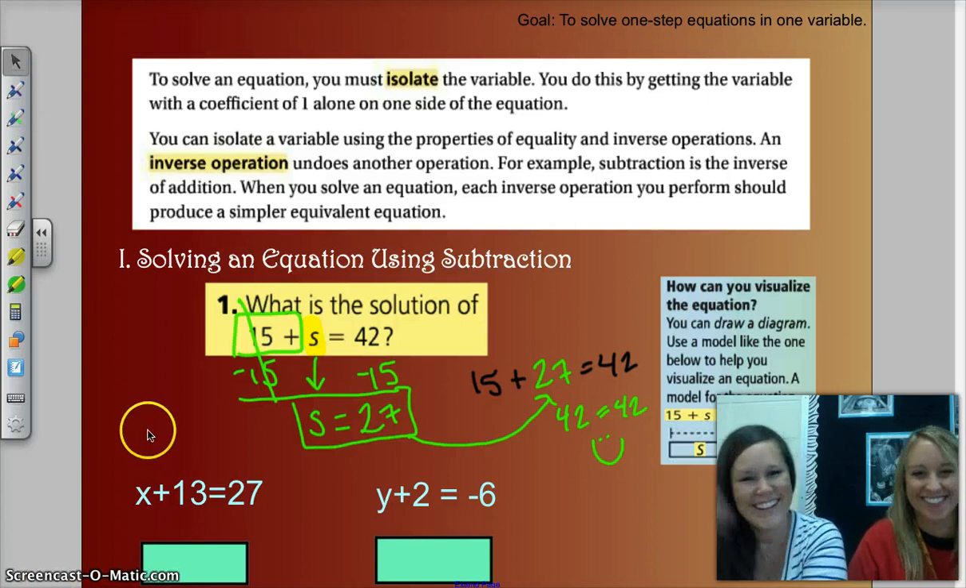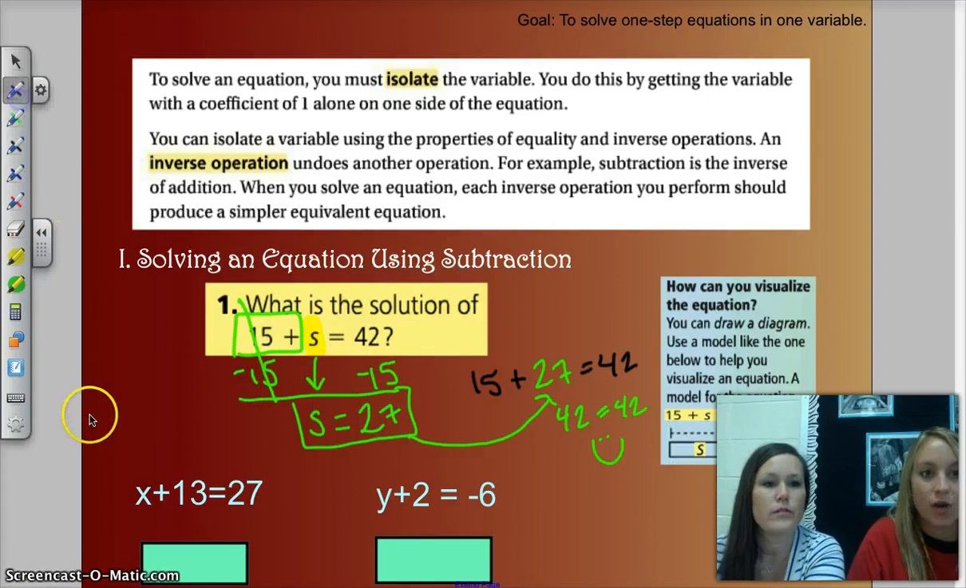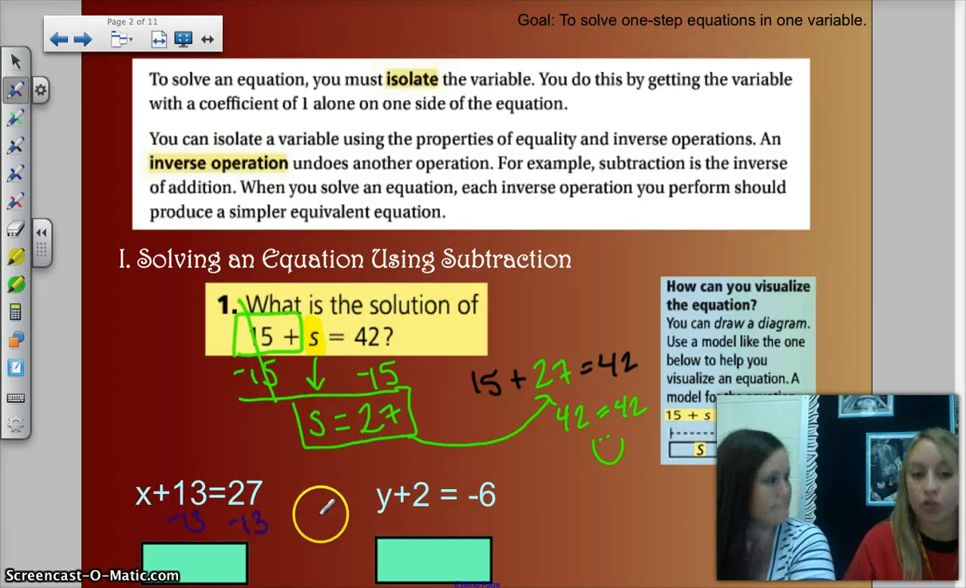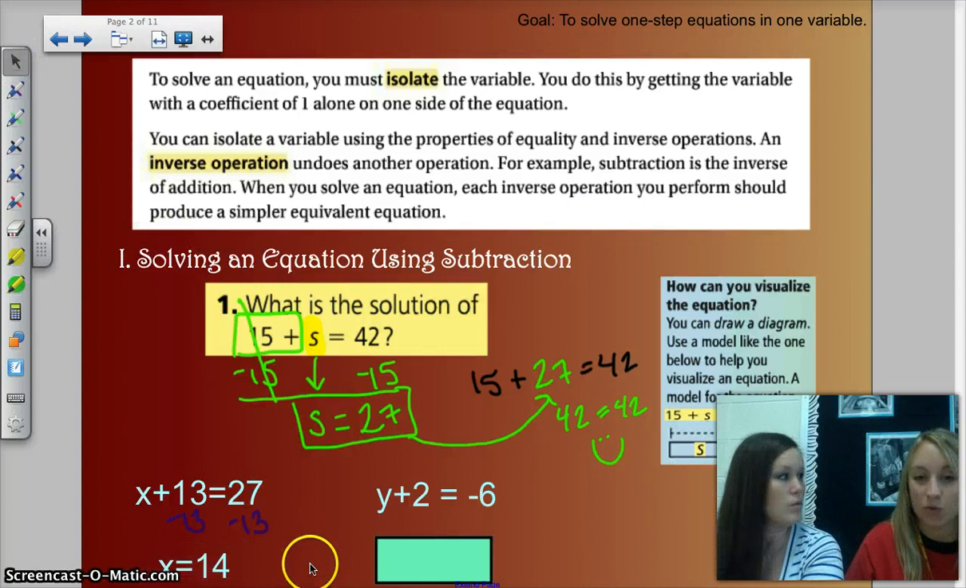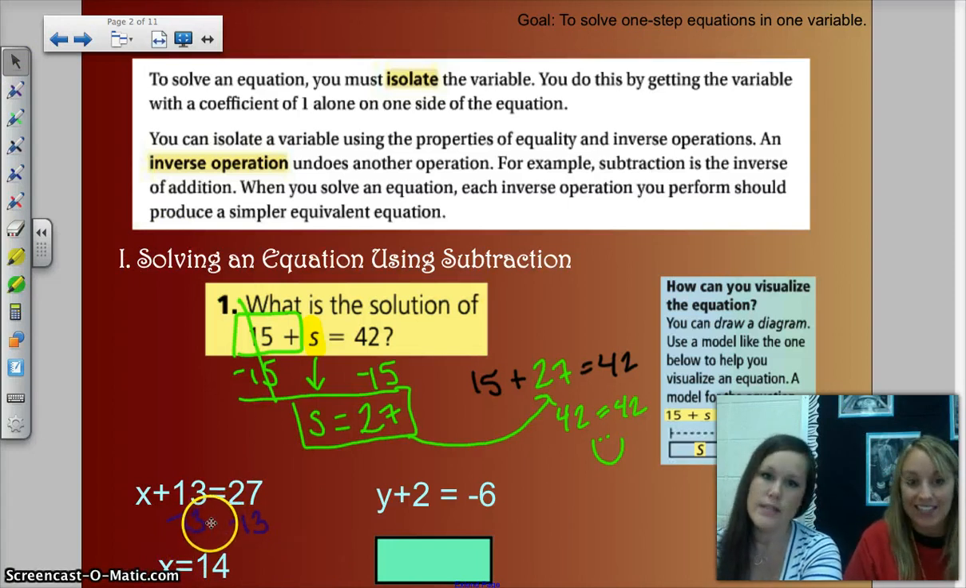Come back. All right, let's look at the first steps. Again, we're trying to solve for x here. This says plus 13. We need to get rid of whatever's on the same side as x, so you're going to undo that addition with subtraction. You should have subtracted 13. The fancy word is inverse. And your answer is x equals 14. Your answer is not just 14, it's x equals 14.